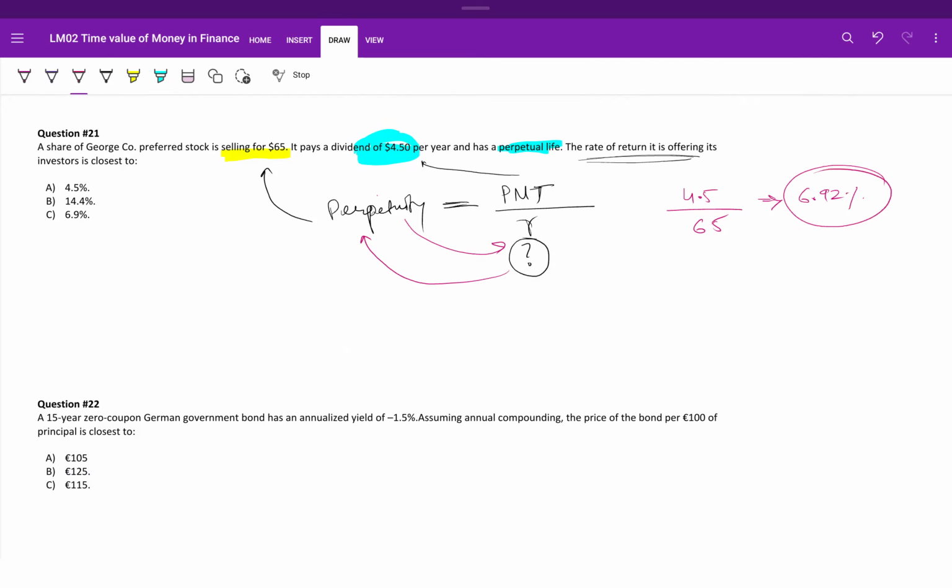And we actually do have an option of 6.9%. So this is going to be our answer. And understand the question first. So please pay attention to the questions before you start solving them.